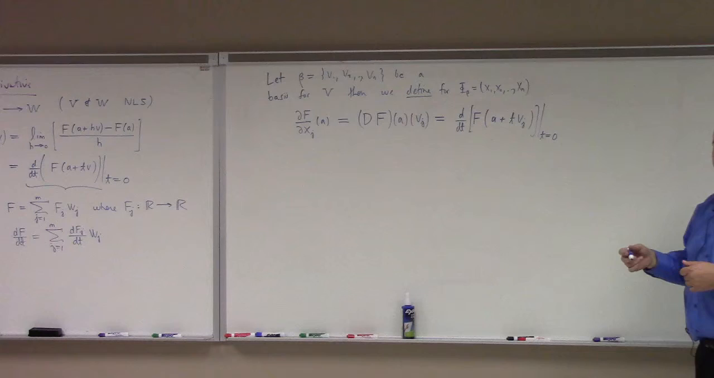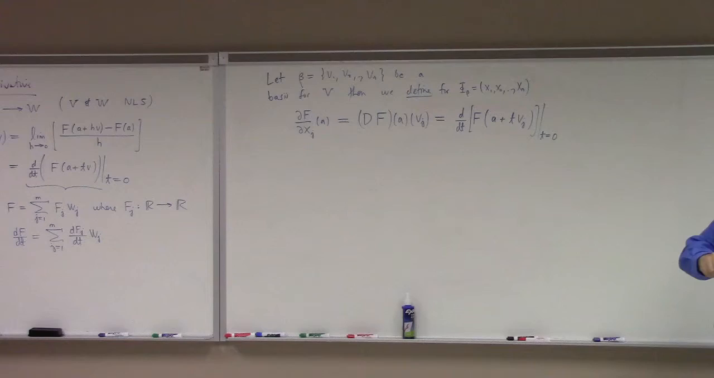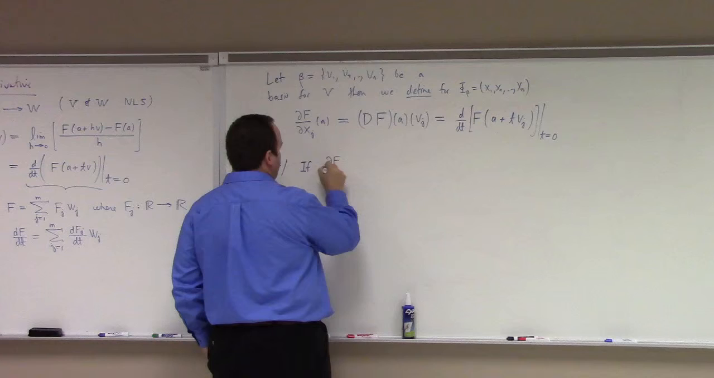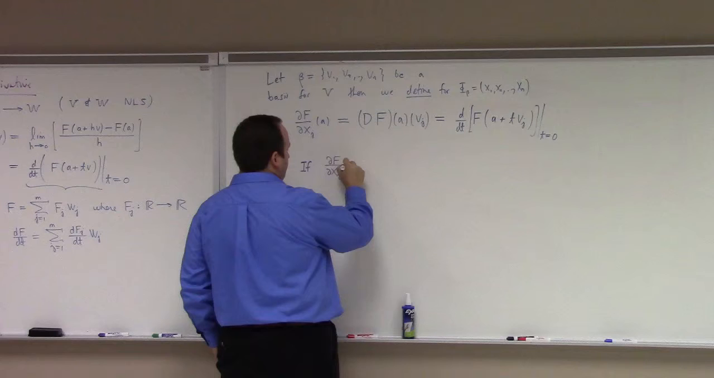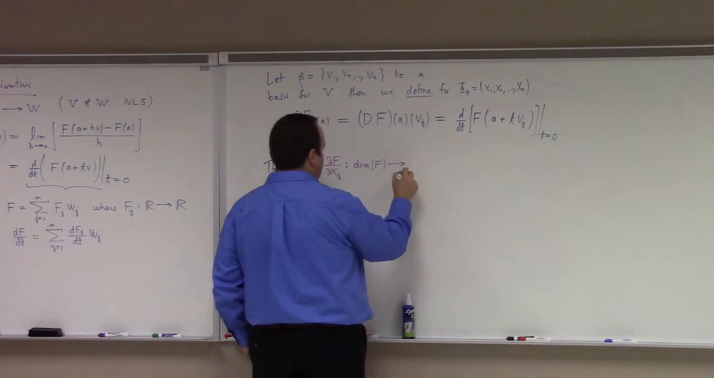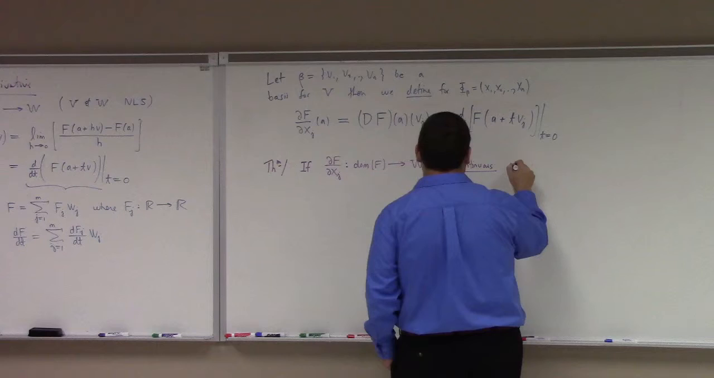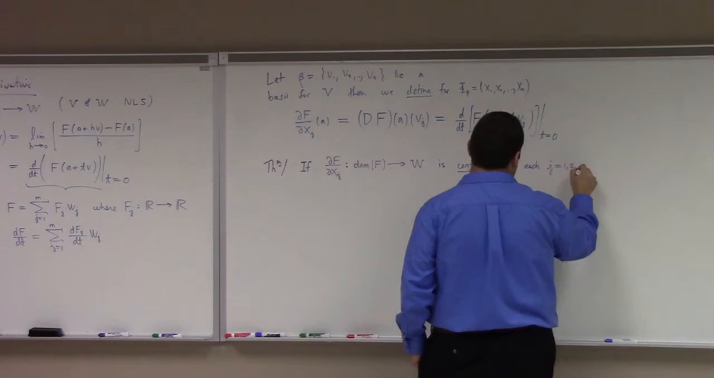All right, now here's the theorem, which I won't prove today, but this is the connection, all right? If partial f, partial xj, mapping from, say, the domain of f to, where would that go? It goes to w, right? Is continuous for each j, from 1 to n.